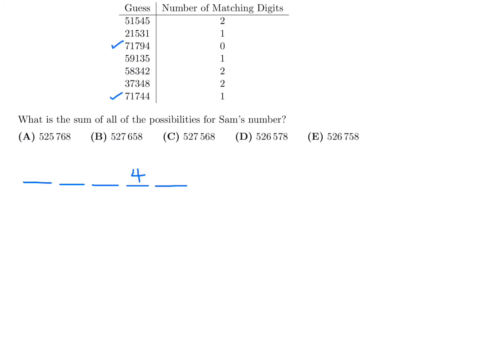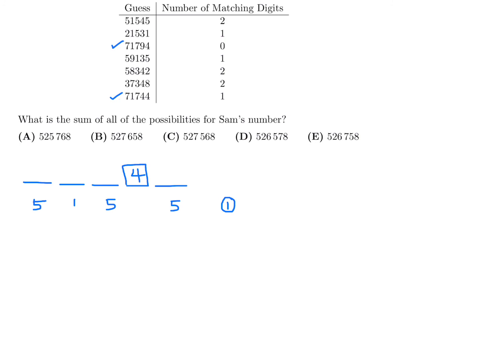Okay, now let's look at all the other ones. The first one is 515405. So 5, 1, 5, and then 5. We won't write the 4 because 4 has already been established. The number of matching digits is 2, but since we know the 4 matches, I have to figure out which one of the remaining digits is the other matching one. That's why I put a 1 there.